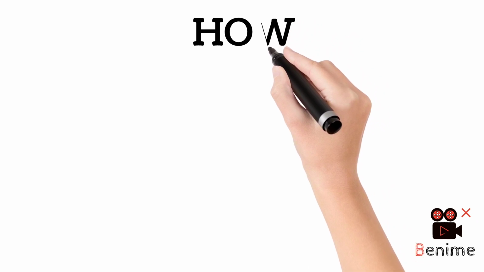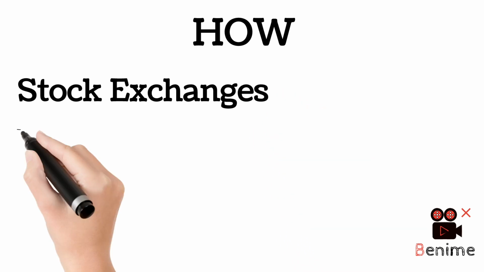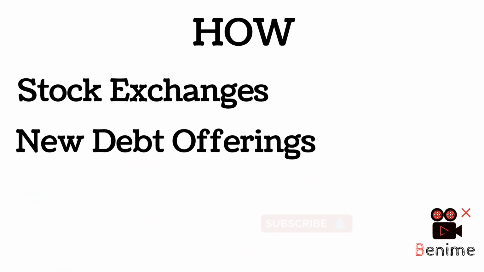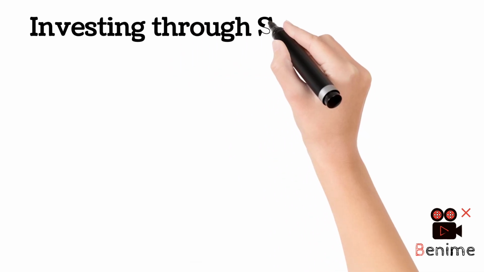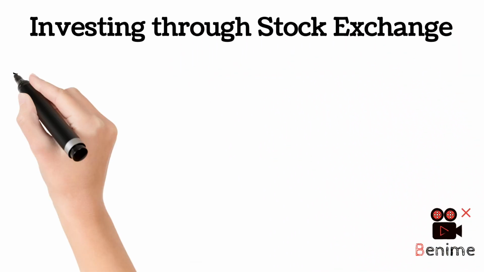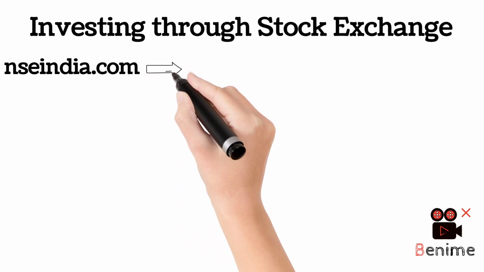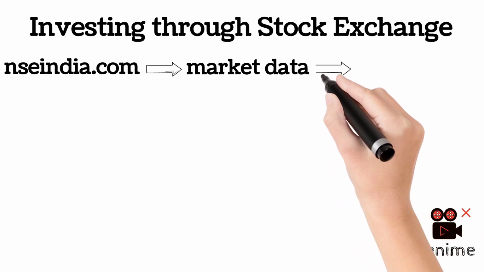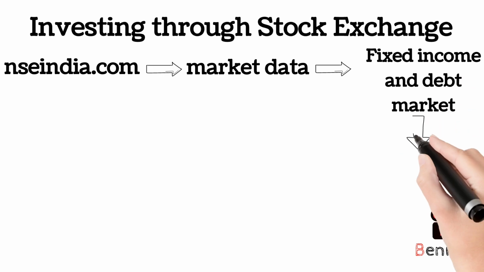Investing in debentures is just like investing in equity shares of a company, that is, through stock exchanges and in primary market through new debt issues, which can be called the IPO for debentures. Let's see investing in debentures through stock exchange first. For that, we'll have to go to the NSE website, which is nseindia.com. On the website, we'll have to go to the market data tab. Then from there, we have to go to the fixed income and debt market tab. And then from there, we have to search the name of the company in the search bar.